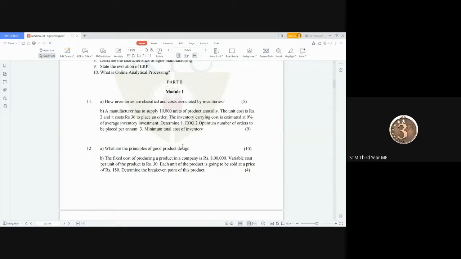So try to write point-wise, and for problems, each step should be mentioned. You do not have to skip any step. Here also, if it's an IMR question, EOQ will take 1 step, optimum number of orders will take an additional 2 steps, then minimum total inventory also takes 2 steps. Basically it is a small problem, but when you write it, you have to score these 9 marks, so you have to elaborate more. Each and every step you can write downwards. After one equal to, you can write the next step on the next line. Like that you have to write.